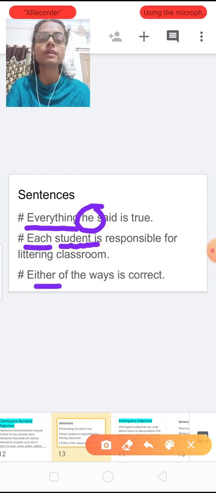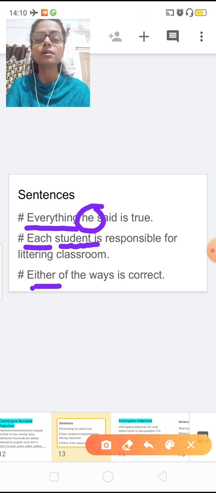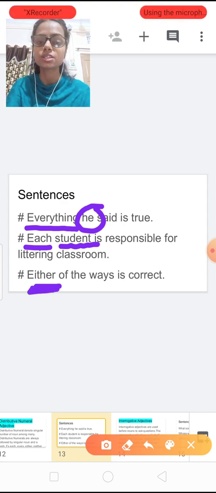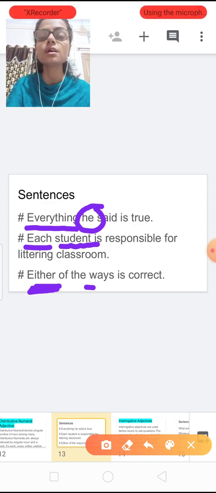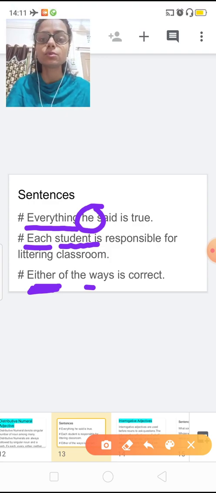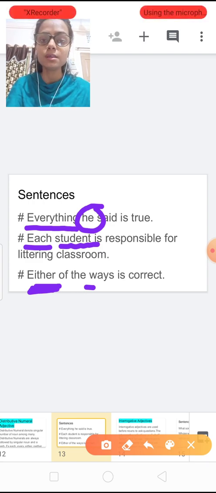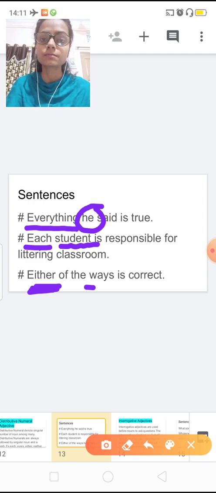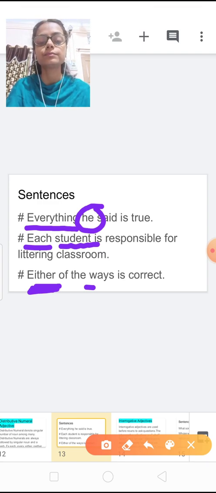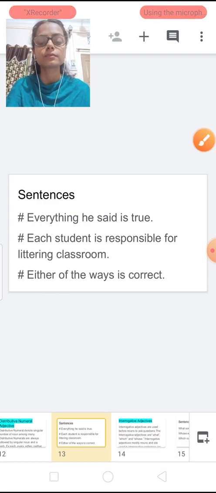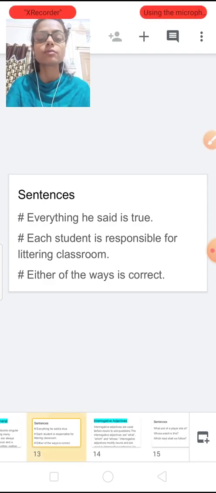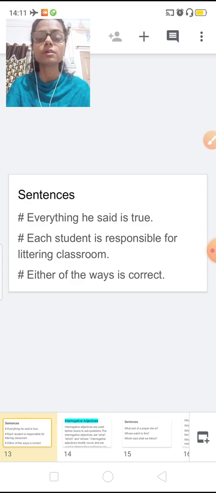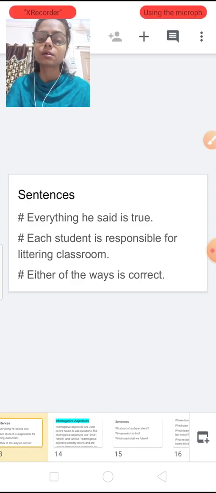Either of the ways is correct. Here the distributive adjective is followed by singular, way. We are talking about singular. Now these are the examples of distributive adjective: everything, each, either. Now, we have covered two types of the kinds of adjective. Let's move on to the third type.